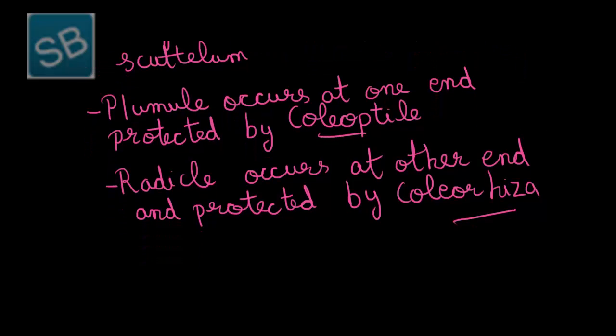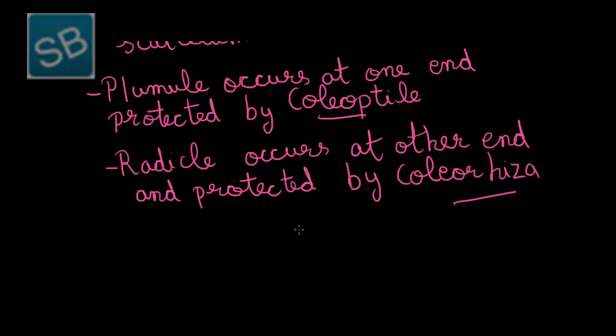Now, since bean contains cotyledons as the food storing unit, but the maize presented here consists of endosperm as the food storing unit, and since it possesses only one cotyledon, such a seed of maize is known as an endospermic monocot seed.